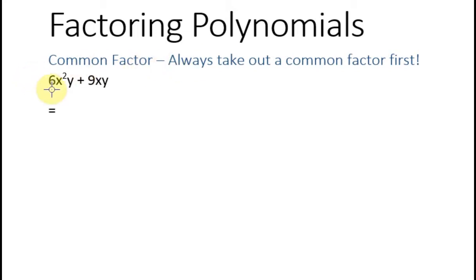So let's look just at the numbers. 6 and 9. What's the greatest number that you can divide into 6 and also divide into 9? That would be 3. Let's look at the x variable. So we have an x squared and an x. So the greatest common factor there is x. And then for the y, a y and a y. So the greatest common factor for both these terms is 3xy. So let's write that nicely down here.